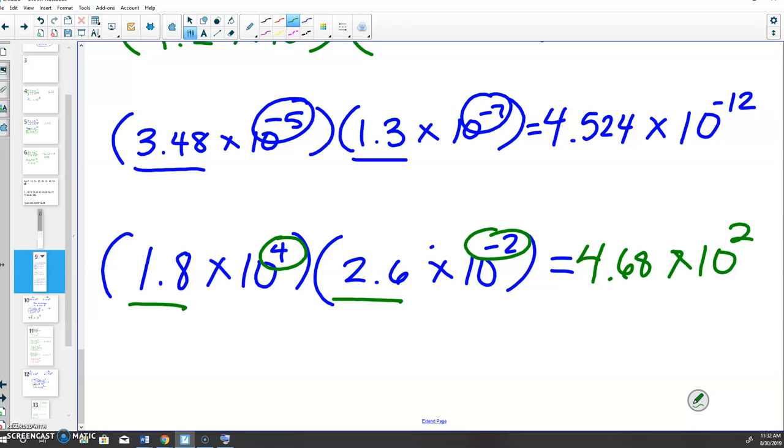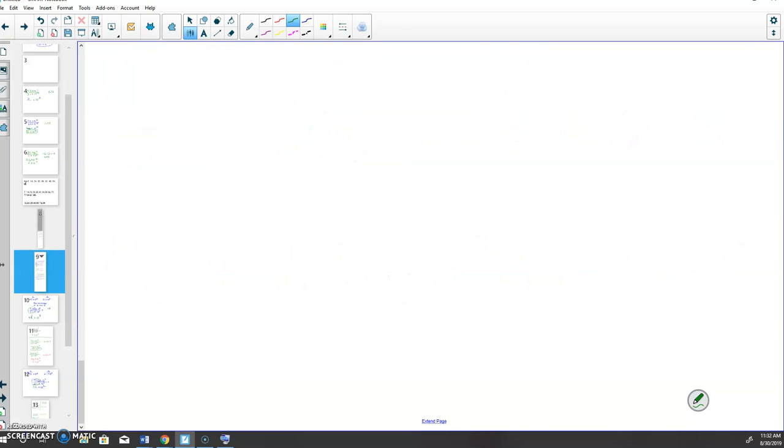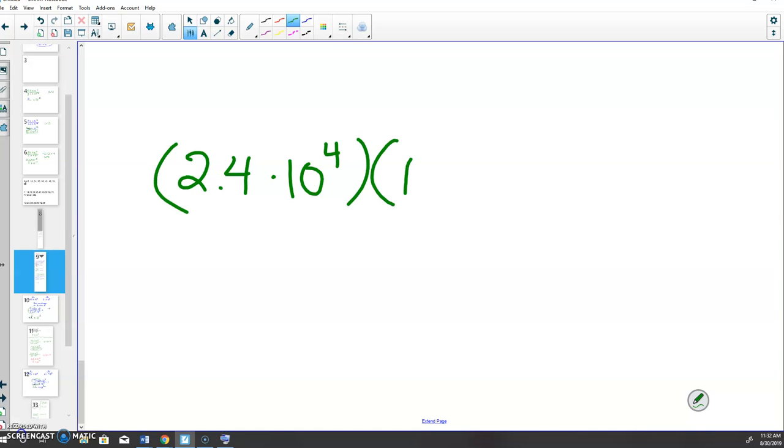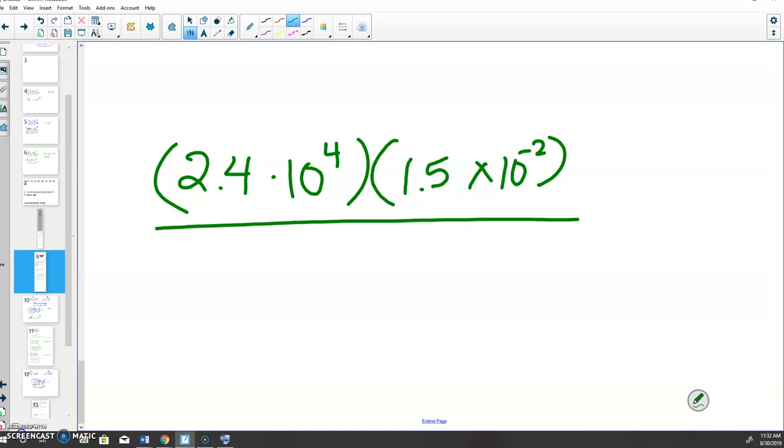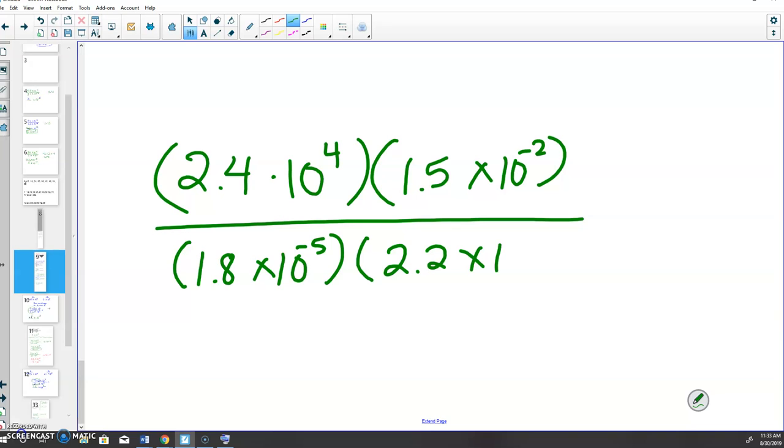Yes. Okay, so we're going on, and I'm going to give you a problem like what's going to be on your quiz next Friday. So you have 2.4 times 10 to the 4 times 1.5 times 10 to the negative 2. You solve that one. Divided by 1.8 times 10 to the negative 5 times 2.2 times 10 to the 4.